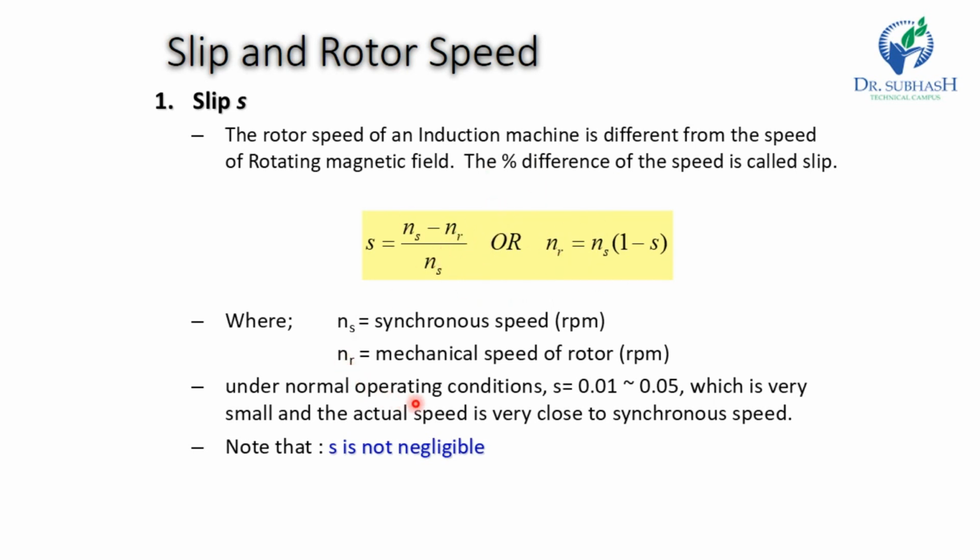Under normal operating conditions, slip is about 0.01 to 0.05, which is very small, and the actual speed is very close to the synchronous speed. Here we have to note that slip is not a negligible value. We have considered slip in our design.